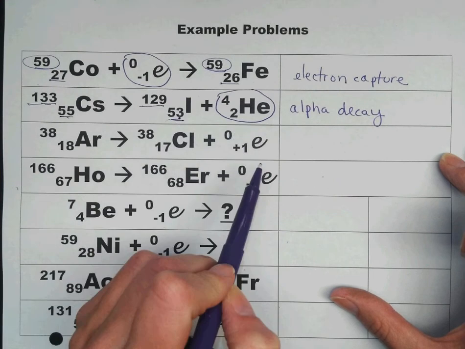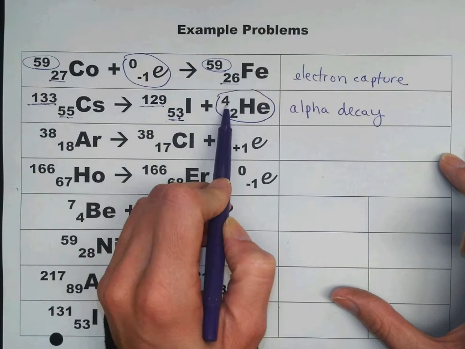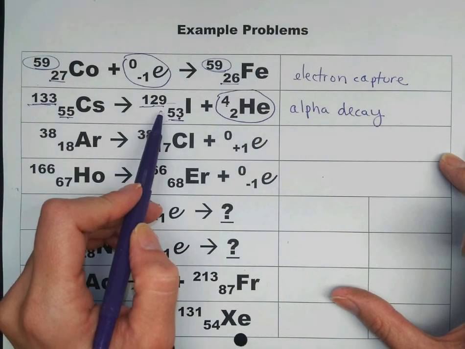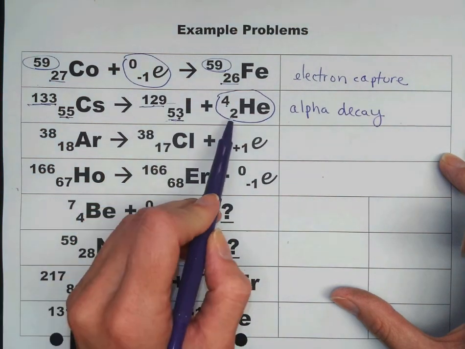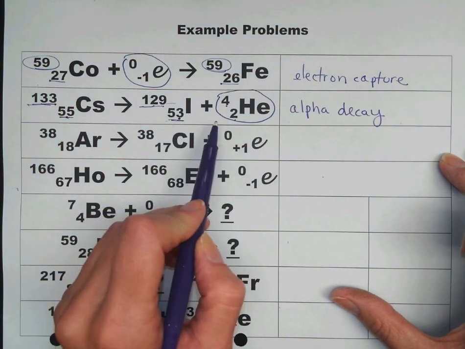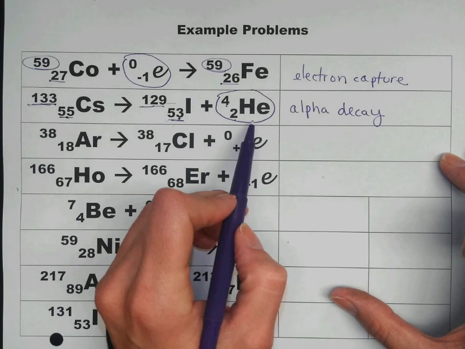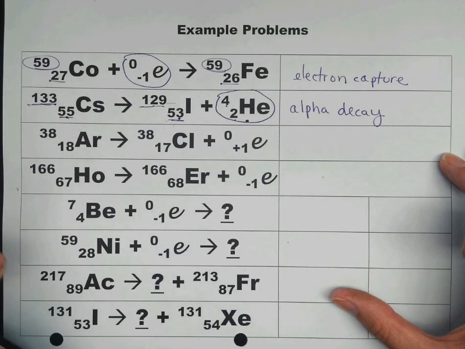If we look at our math here too, we can always check. We have 133 over here. 129 plus 4 equals 133. So the mass before and after remain the same. And then we have the 55 here, which is equal to 53 plus 2. So the protons remain the same on both sides. So the key to identifying alpha decay, you'll notice that the helium nucleus is being emitted.